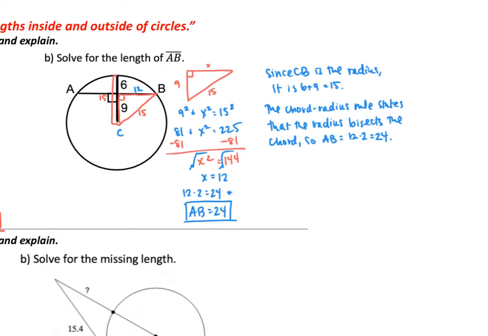All right, so two things you're explaining here. You're explaining how you knew the hypotenuse was 15, and then you need to explain why you multiplied this by 2.